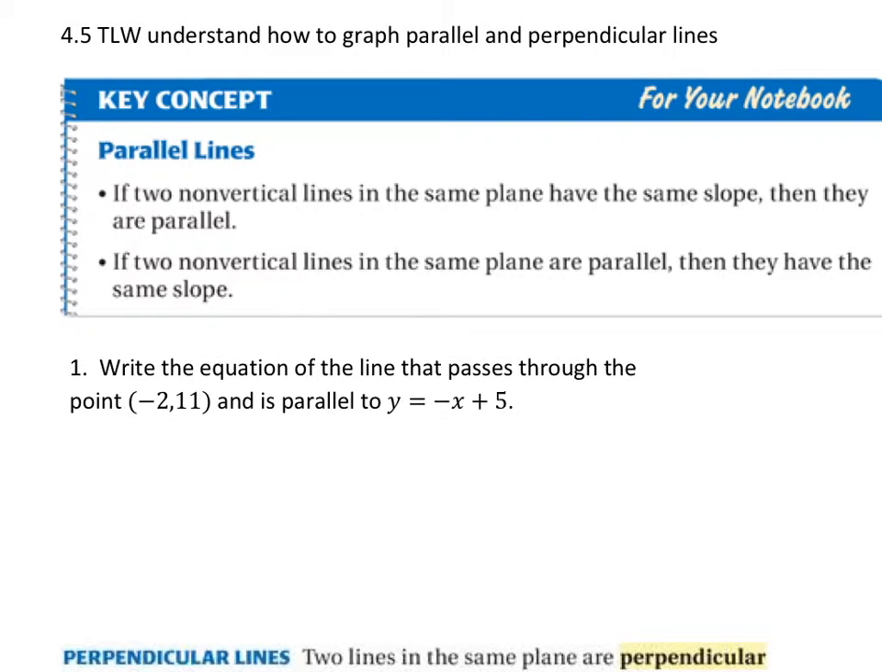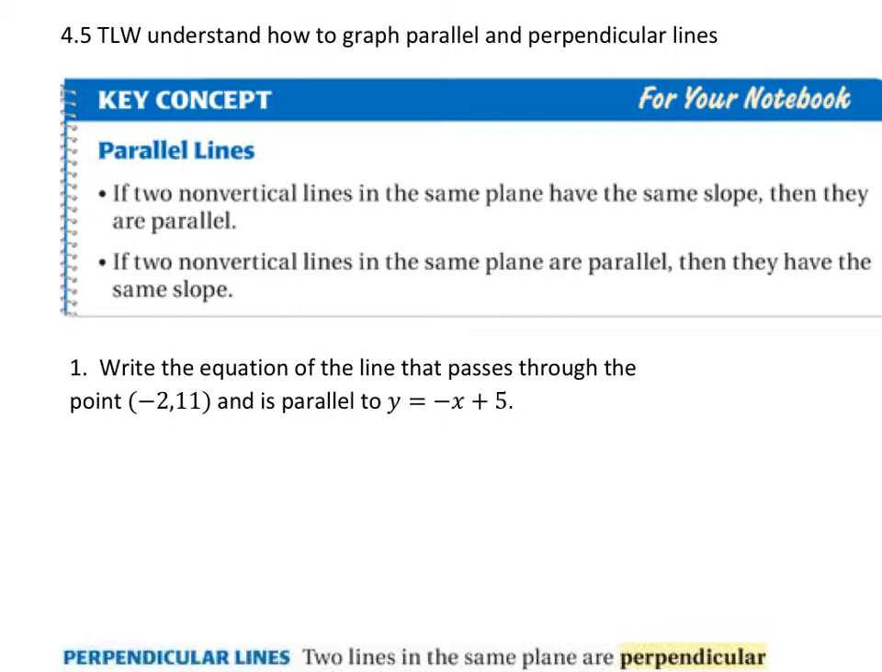Alright guys, today's goal: understand how to graph parallel and perpendicular lines. Okay? So let's start with parallel lines. If two non-vertical lines in the same plane have the same slope, then they are parallel. Or if two non-vertical lines in the same plane are parallel, then they have the same slope. So the biggest thing, they need to have the same slope, different y-intercept.